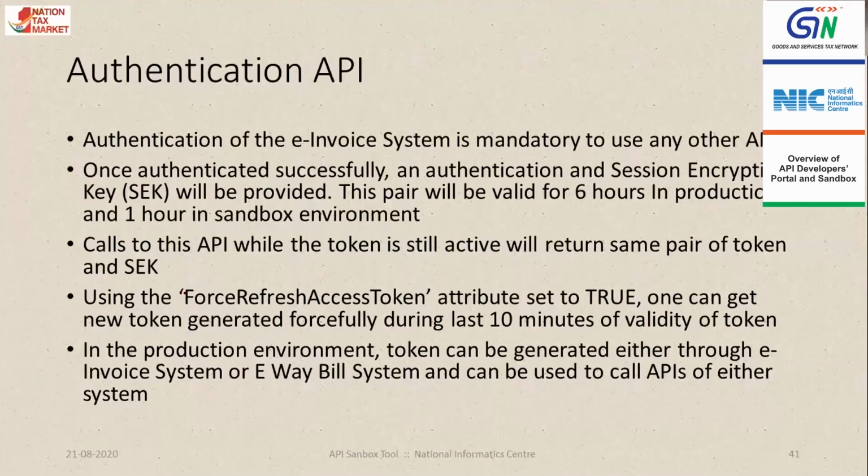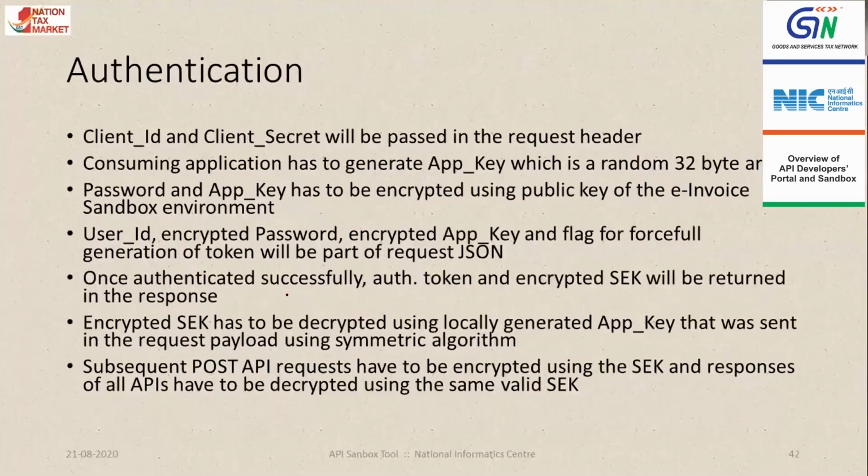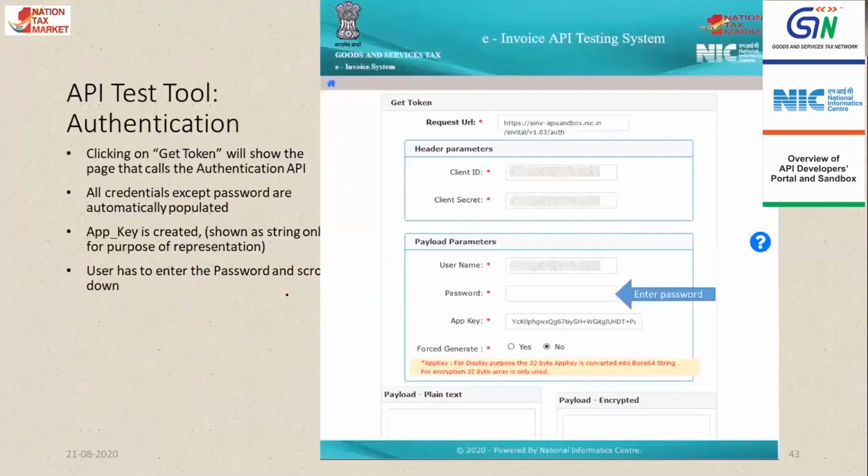The old token itself will be provided back to them. And in the production environment, there is no need for separately authenticating for the IRP as well as the UABIL system. Once authenticated, the same auth token and SEK holds good for both the systems. So this is the authentication procedure where the password, etc., are encrypted, and even the response through which we are giving the SEK is again encrypted. So there is a secure communication between the API's consuming application and the published code.